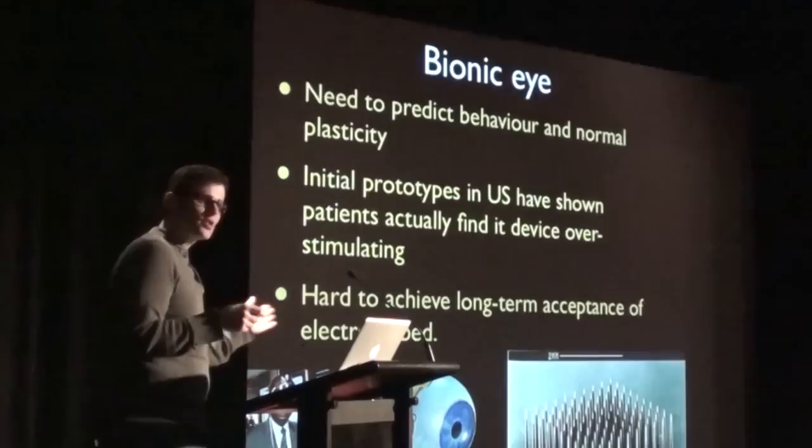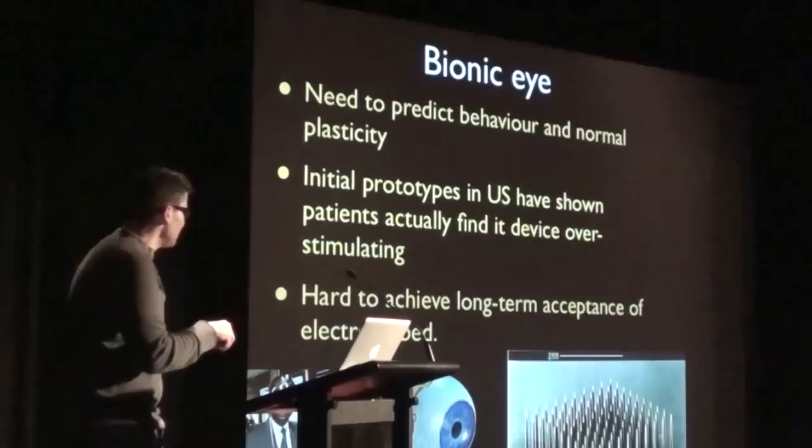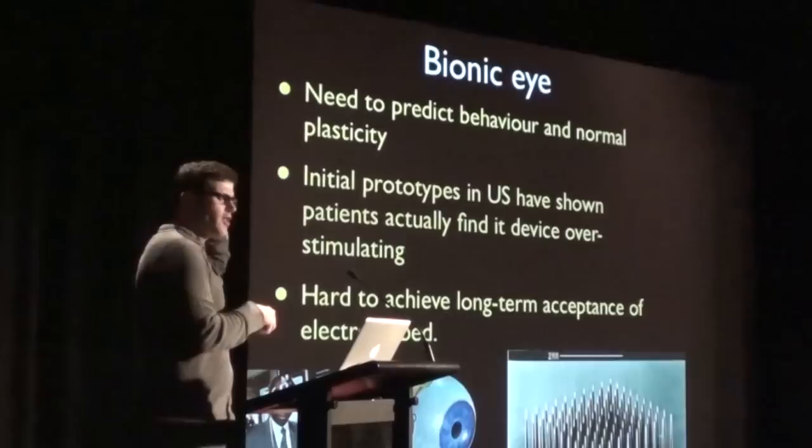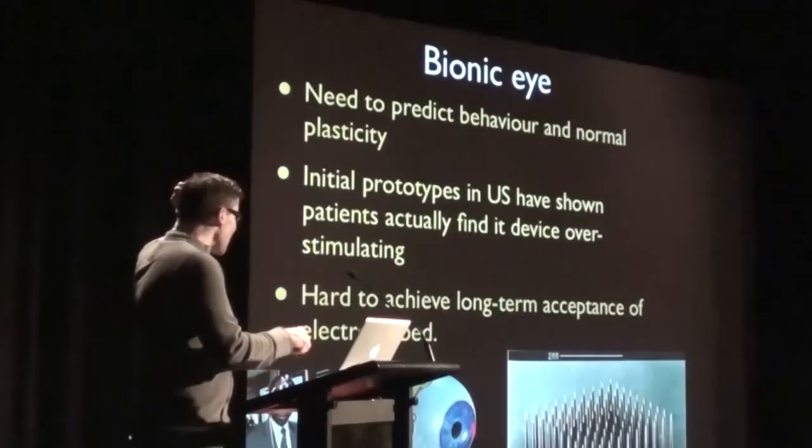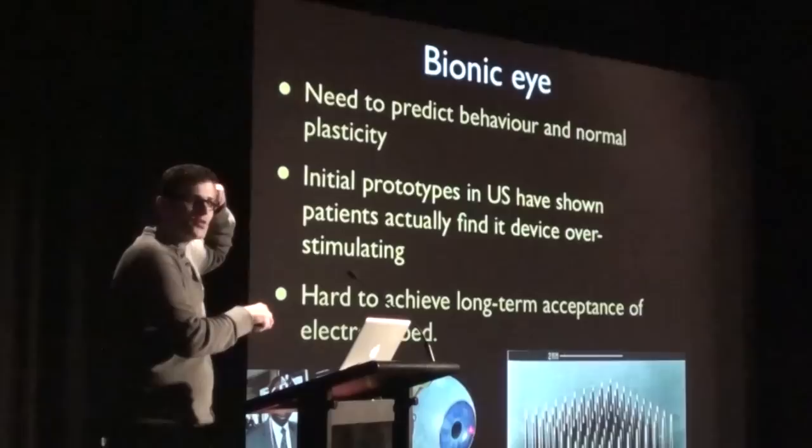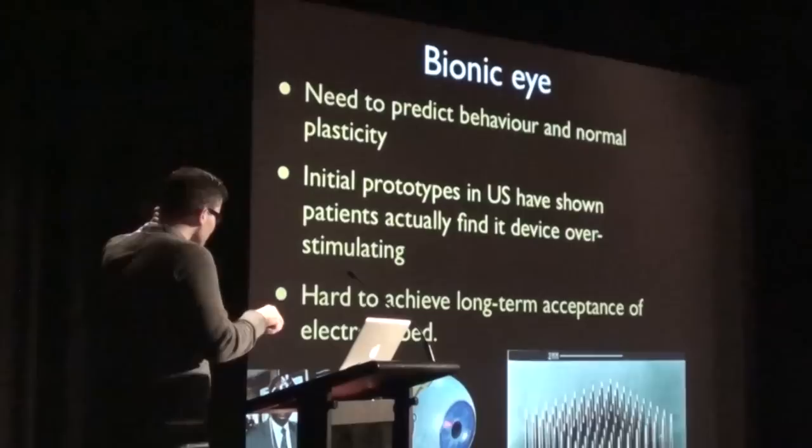Now, I'm just demonstrating to you these are the two. There's one cortical implant that's been devised and is in prototype form in the US, where you wear a camera on the top of your head. And also there's the bionic retinal implant here, which is being trialled for macular degeneration and AMD.